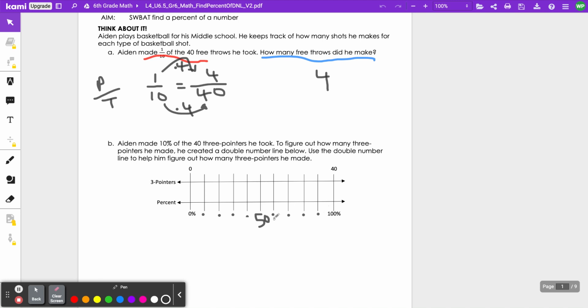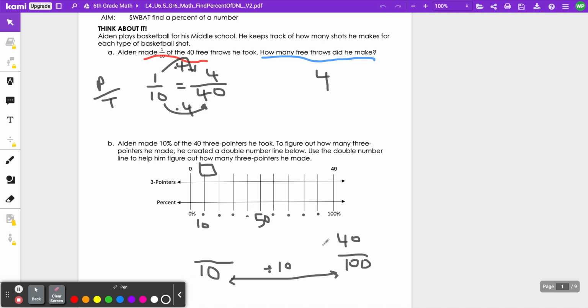So 50%, how would we figure this out? Well, as we can see here, 40% means 40 over 100. And we're trying to figure out 10%. How many shots would that be? Well, as we can see here, to go from 10 to 100, we're multiplying by 10. So the reverse would be true. To go from 100 to 10, we'd be dividing by 10.